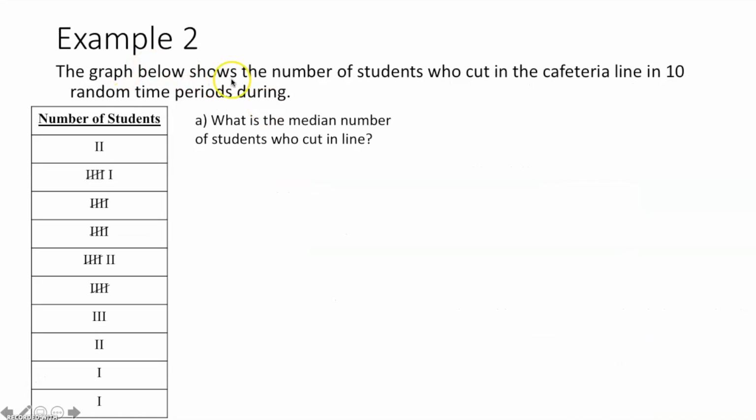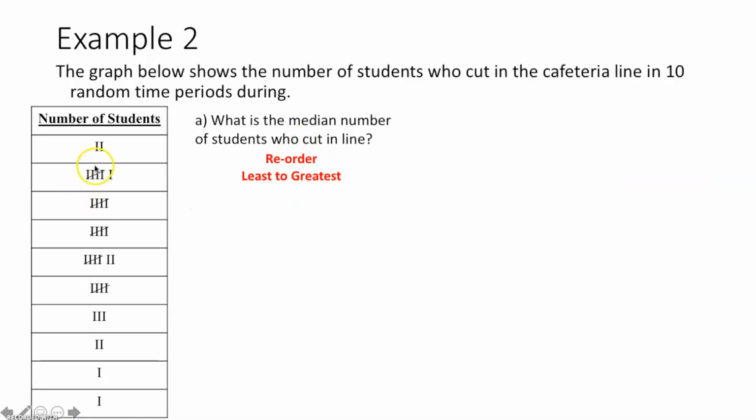Now, example 2 says the graph below shows the number of students who cut in the cafeteria line in 10 random time periods during the day. So part A says, what is the median number of students who cut in line? Now remember, median, in order to figure that out, you have to first arrange the data from least to greatest.